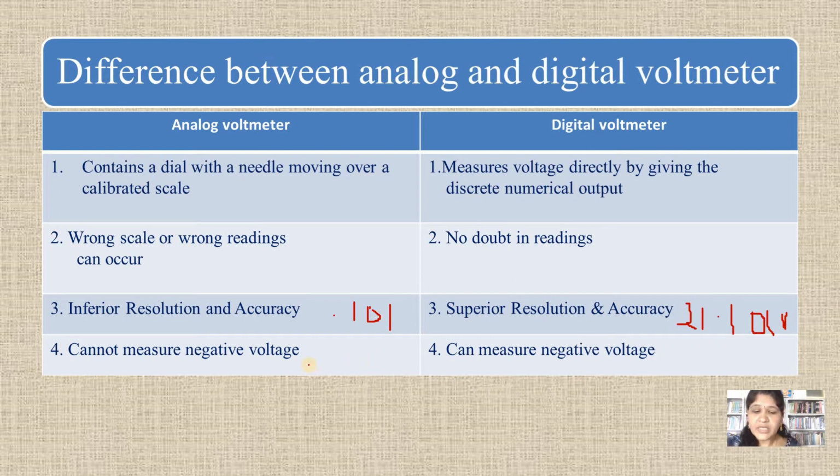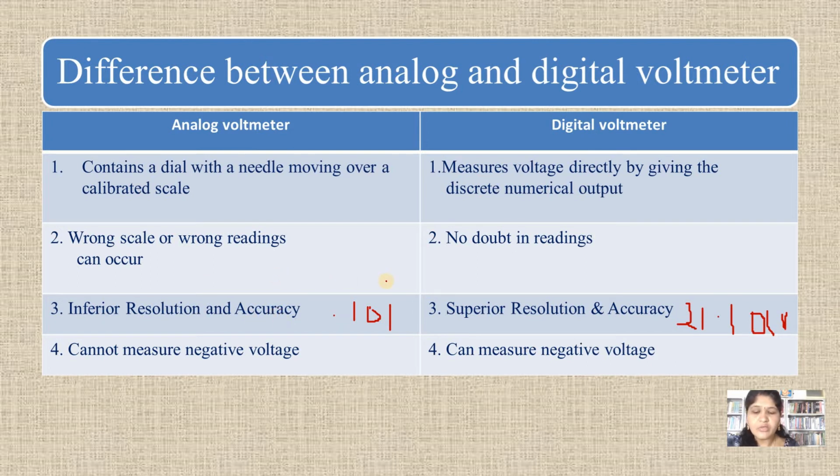If you want to read such a minute value in the analog voltmeter, it is very difficult for us. Smaller values are indicated in millivolts only, and values less than that will not be indicated in the analog voltmeter. So the accuracy of the digital voltmeter will be more when compared to the analog voltmeter, because the scale readings are limited in the case of analog voltmeters.